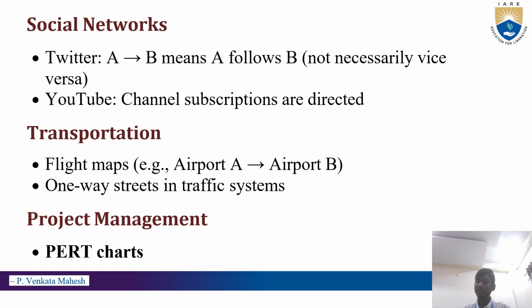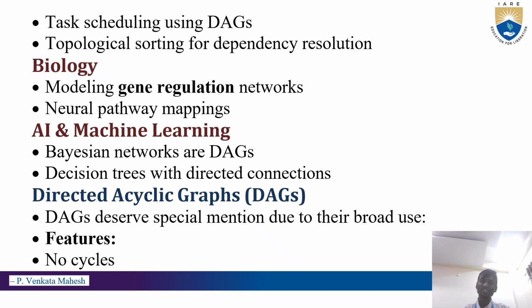And I can also give you a simple example. For example, Vijayawada to Kakinada: if you have to go by flight, you can see that it is directly mapped from airport A to airport B. It is fixed in maps, one-way streets and traffic systems. It is also used in project management like PERT charts, task scheduling using directed acyclic graphs, topological sorting for dependency resolution. In biology, we can use it for modeling gene regulation networks and neural pathway mappings.